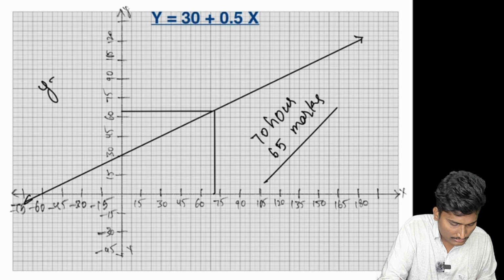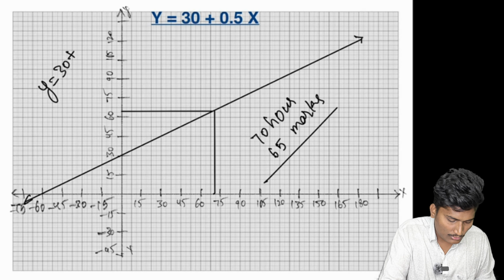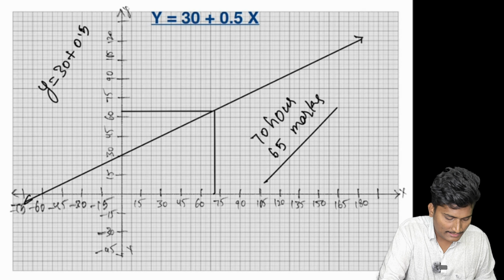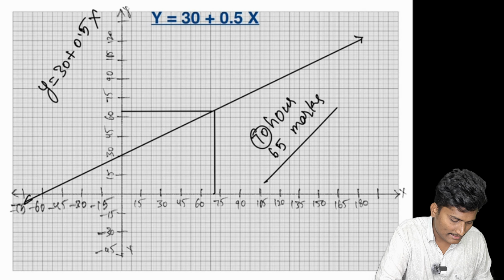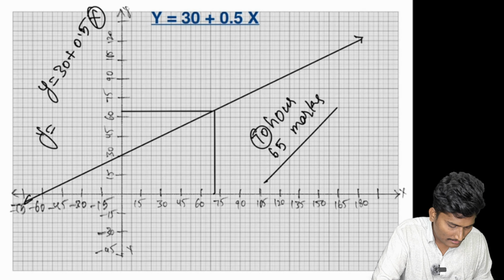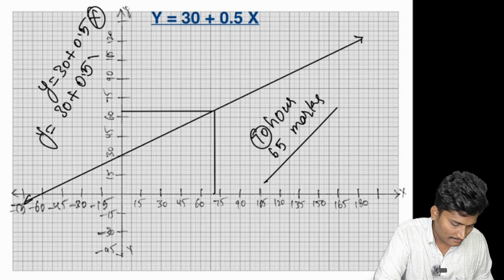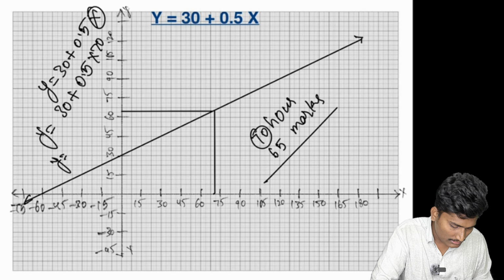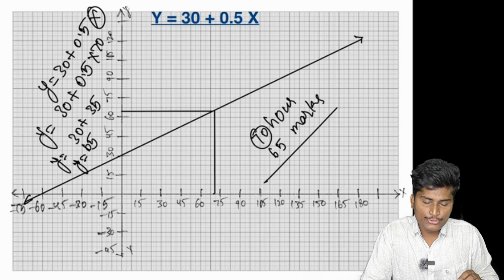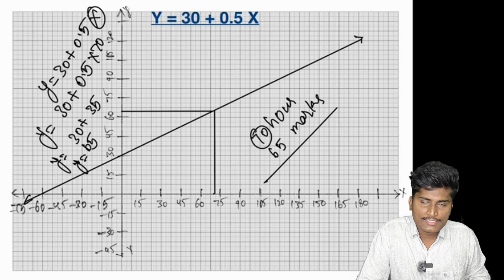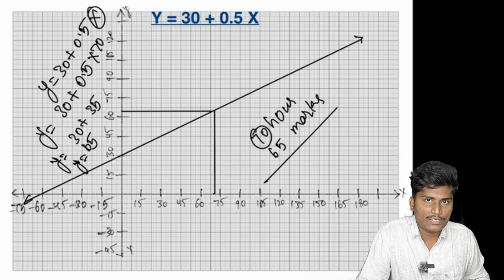Y is equal to 30 plus 0.5x, right? Our equation is y = 30 + 0.5x. Now we need to substitute 70 hours for x. Then y will be 30 plus 0.5 times 70. Then y is equal to 30 plus 35. Y is equal to 65. So like this, you can find out the answers for any combination you want.